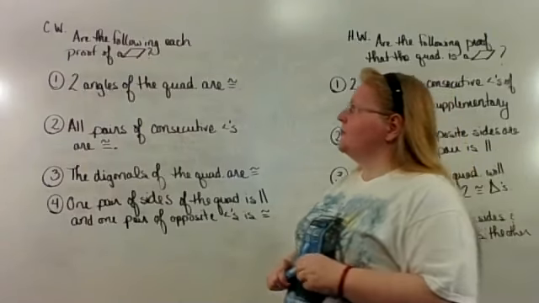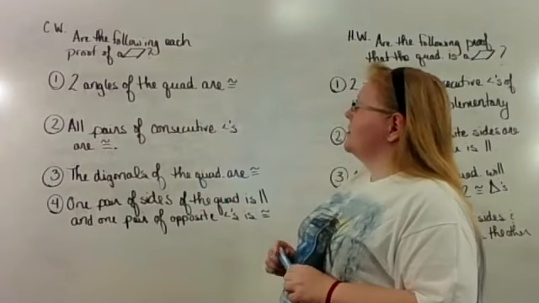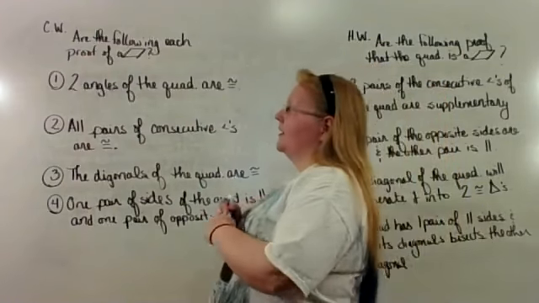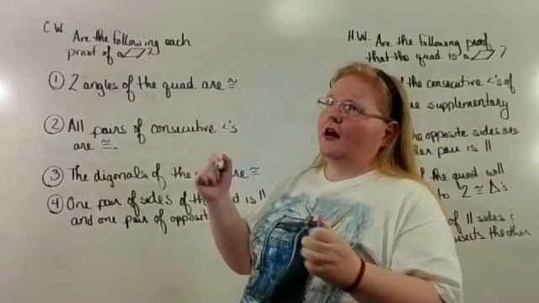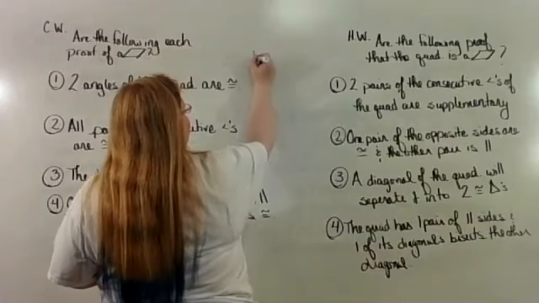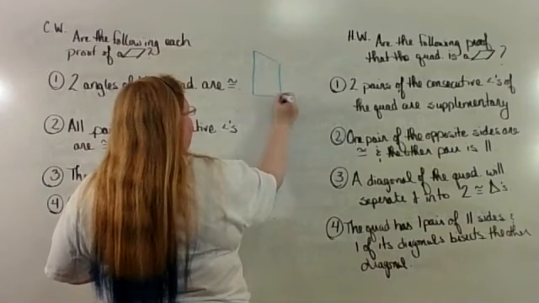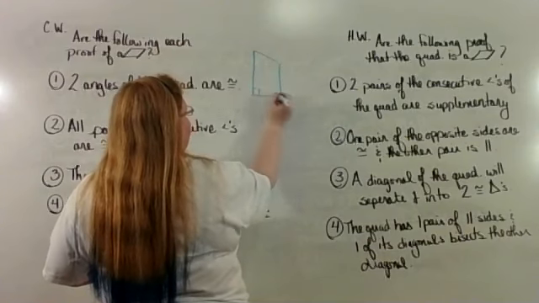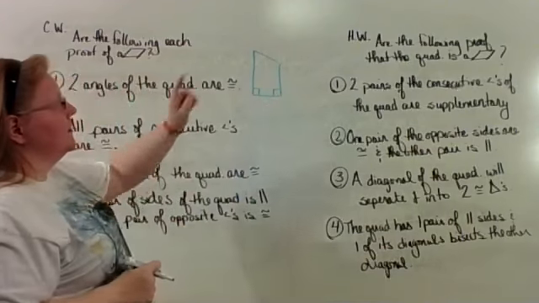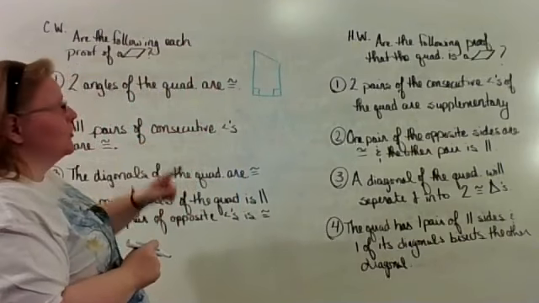Okay, so for number 1, they want to know if 2 angles of the quadrilateral are congruent. So can I draw a quadrilateral that has 2 angles congruent that is not a parallelogram? Well, sure can. If I draw this trapezoid, it has 2 angles congruent, and it is not a parallelogram. It only has 1 pair of parallel sides. So this one is a no.